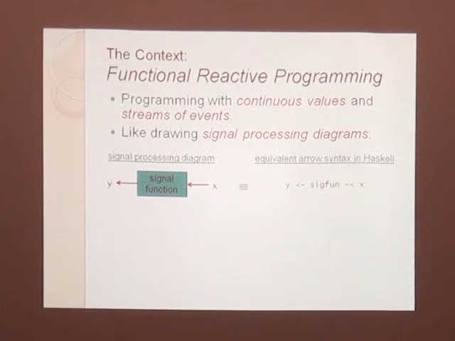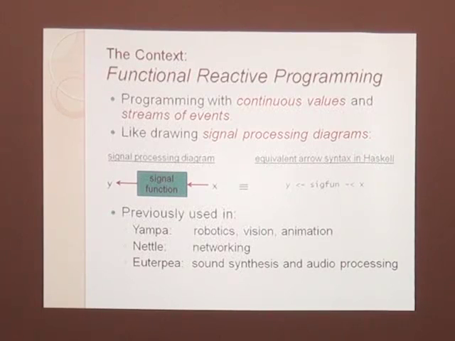So here you can see there's this signal processing diagram with X going in, getting processed, and Y coming out. And we think of X as this stream of data, and Y as another stream of data after it's been through the signal function. And Haskell has this great arrow syntax, which lets us write almost the same thing, and it's Haskell code. So this has already been used in Yampa, Nettle, Euterpea for various animation, robotics, music, sound synthesis, networking.